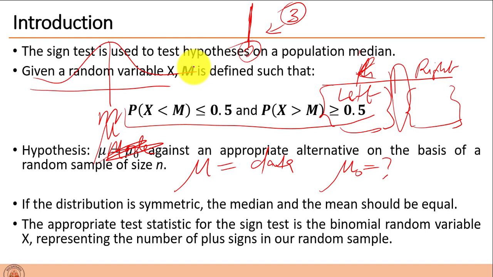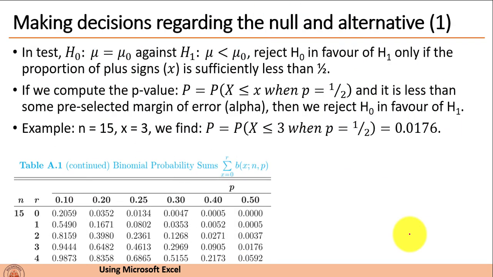So we are going to consider all the numbers that are to the left, that is minus, and all the numbers to the right of 3, that is positive. We count these numbers and use the binomial distribution to approximate the probability of getting a plus sign or a minus sign. How do we make decisions regarding the null and alternative hypothesis? In testing the H naught, mu is equal to mu naught, against mu less than mu naught, we have a varied situation here. If we are looking at less than, it means the alternative hypothesis is concentrating on the minuses that we have here.